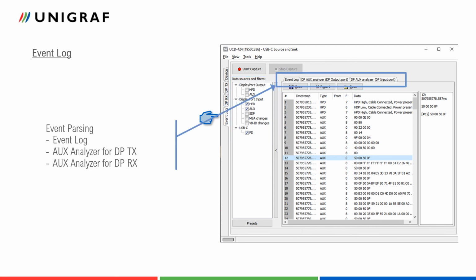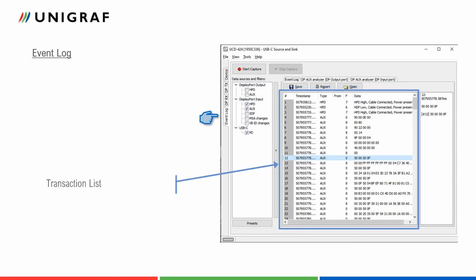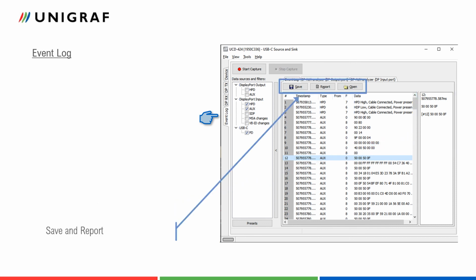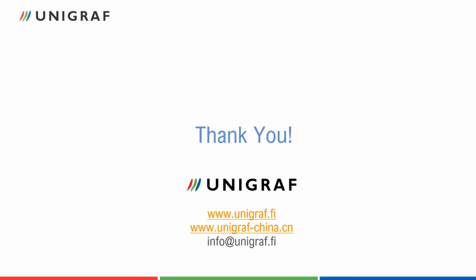The user can evaluate all logged transactions in Event Log tab, and alternatively, only aux channels in the two aux analyzer tabs. Logged items selection is common for all three. Parsed details of the items selected in transaction list are shown in the dialog on the right. The logged transactions can be saved either as binary data or as HTML reports that can be shared and evaluated with any web browser.